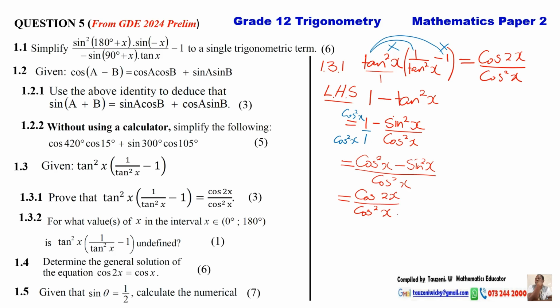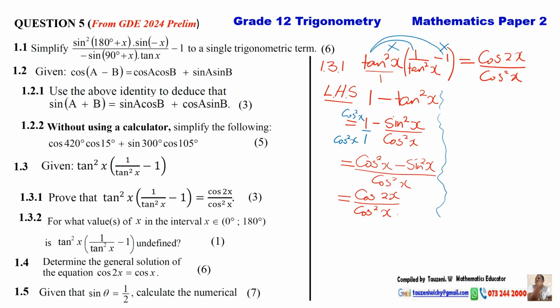What do we learn from this question? Number 1 is brackets. We must know how to remove brackets and simplify an expression. And apart from knowing how to remove brackets and simplify an expression, we also must be able to add or subtract fractions.